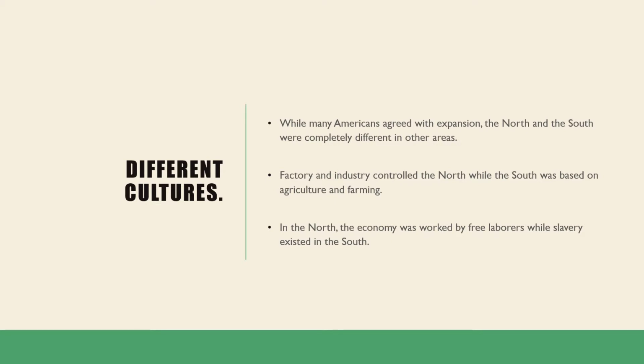Different cultures. While many Americans agreed with expansion, the North and the South were completely different in other areas. Factory and industry controlled the North, while the South was based on agriculture and farming. In the North, the economy was worked by freed laborers, while slavery existed in the South.